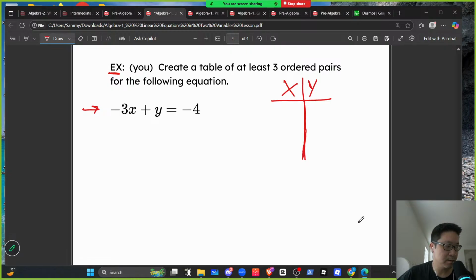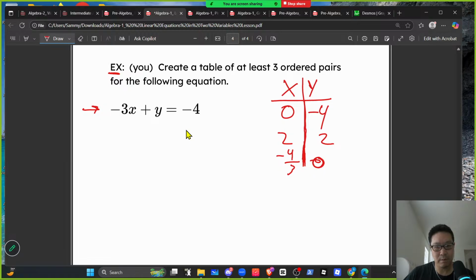Are we close to being done? Yeah. Okay. So what did you get? 0 and -4. 2 and 2. And negative 4 over 3 and 0. So if y equals 0, yeah, that's correct.